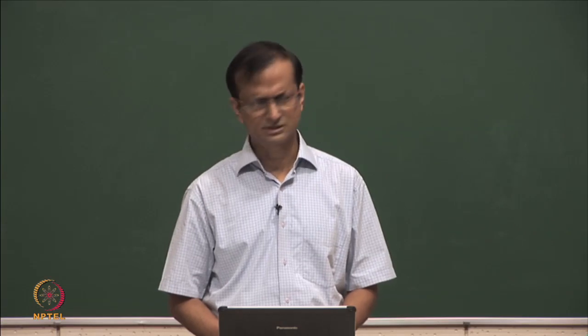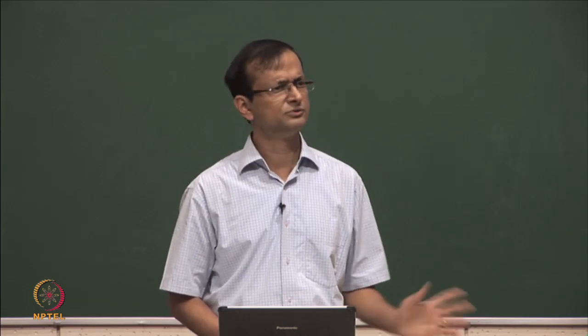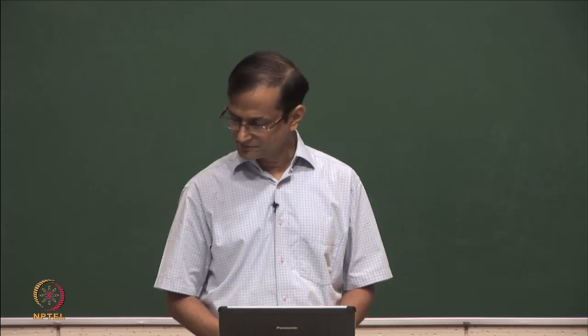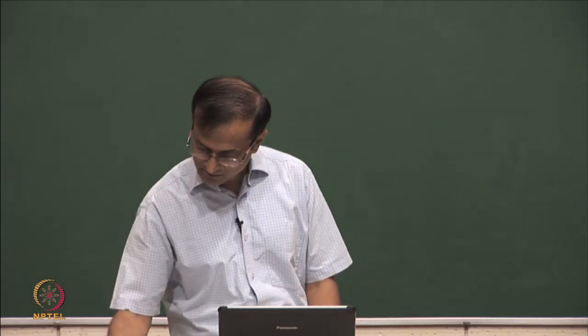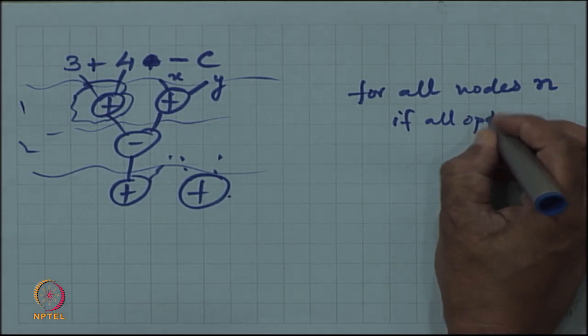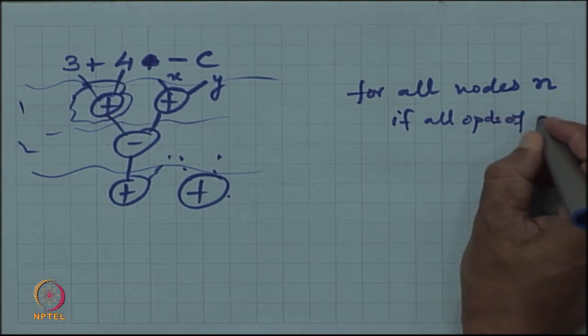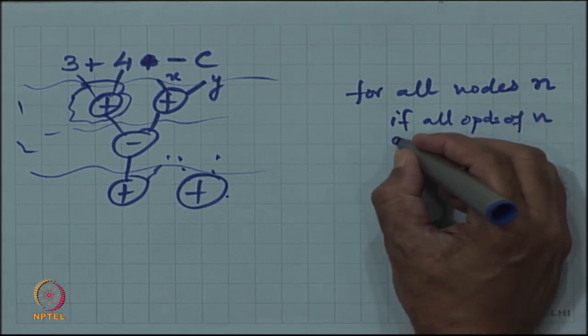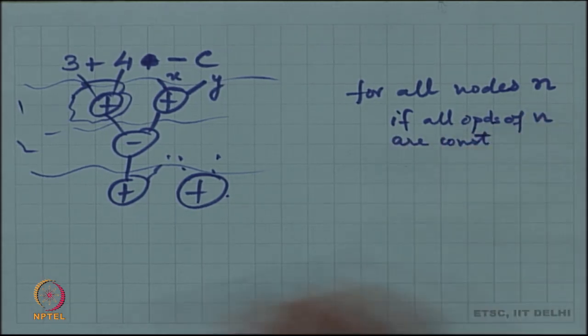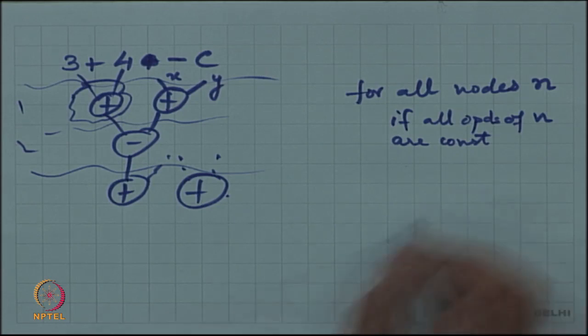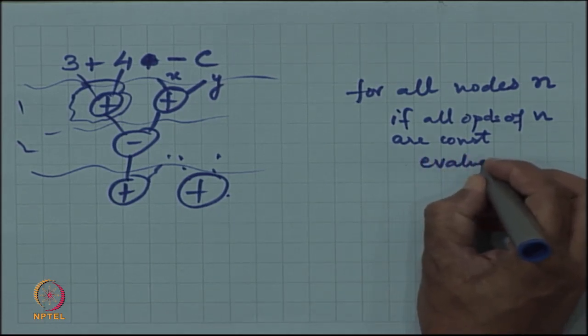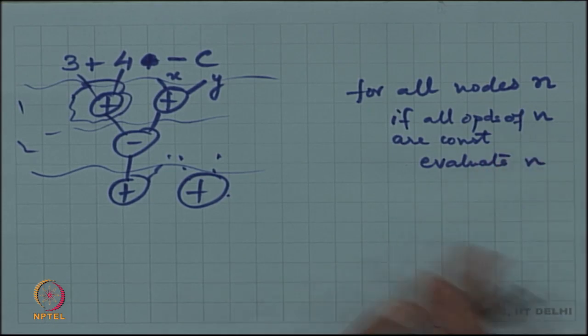Remember, if one of them is constant, it does not necessarily help. If you have 1 plus x, constant folding does not immediately apply. But if all operands of n are constant, then you just evaluate that node right there. You have enough information to perform the evaluation. Then we will say you evaluate, and I am just informally writing it.